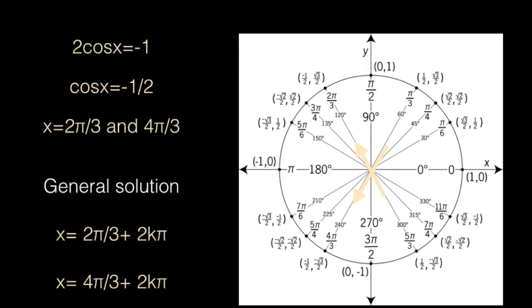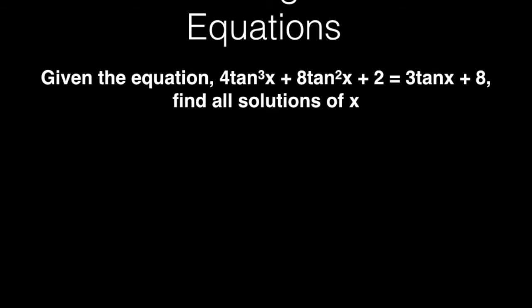Okay, so now we've covered the majority of different techniques that you can use to solve trigonometric equations. Let's take a look at a more advanced trigonometric equation. Given the equation 4 tan cubed x plus 8 tan squared x plus 2 is equal to 3 tan x plus 8, find all solutions of x.